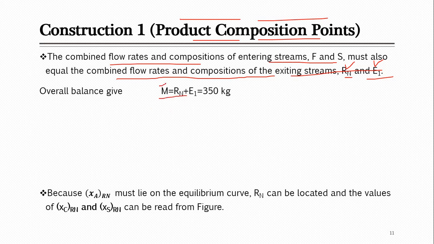In the overall material balance, you know that M is equal to F plus S, so F and S contribute towards M, and then M gets separated into raffinate and extract. So we can write that the raffinate leaving from the end stage plus the extract leaving from the first stage, their summation, will be equal to 350 kg. Still we don't know exactly how much raffinate and how much extract, which we will calculate, but this is based on the overall material balance of this system.